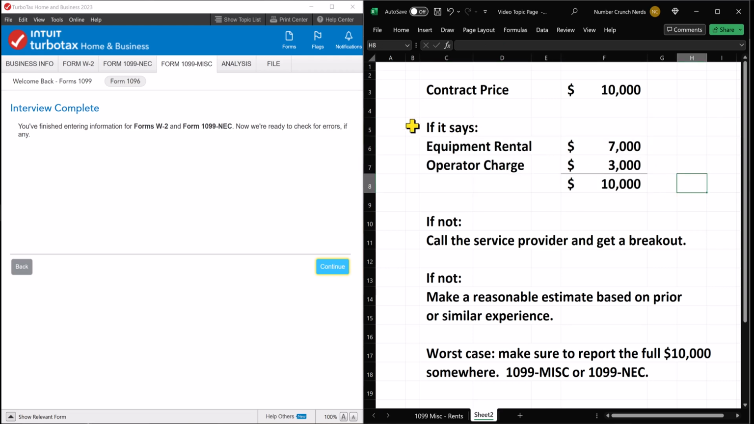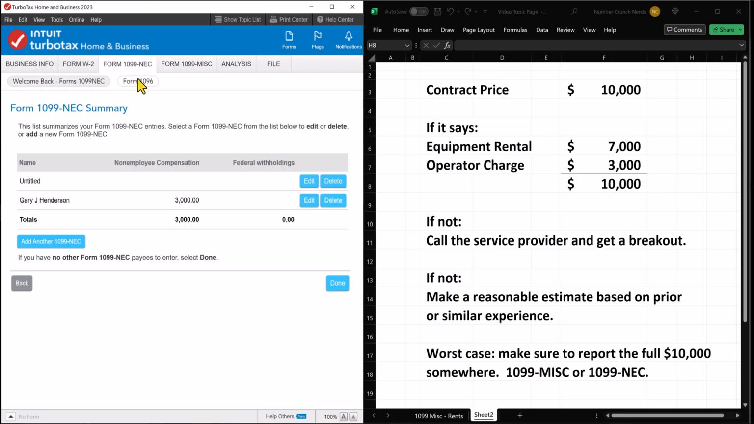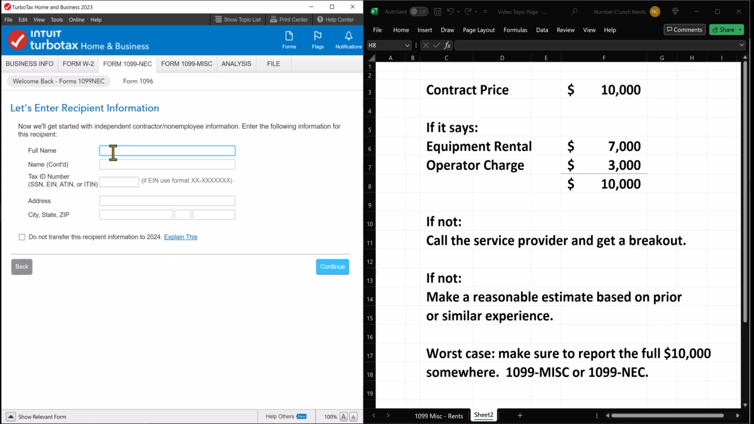Okay? So if that was the case, you would go back here, and in this section on Form 1099 NEC, you would add another 1099 NEC. This is one that I did in a previous video specifically about 1099 NEC. But I would just click this, I'd add another one. Here we go. Now I'd add Fred's Bulldozer Company, and I'd put in all this information, and I would put $3,000 as non-employee compensation in the 1099 NEC tab.